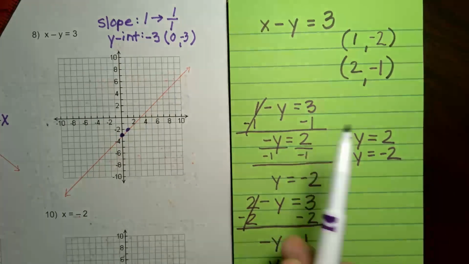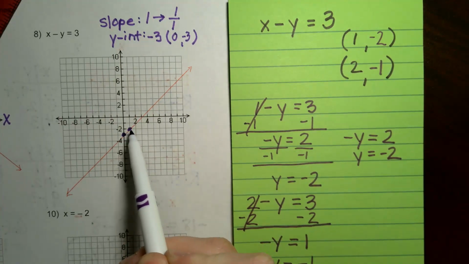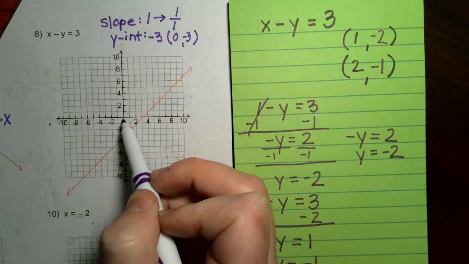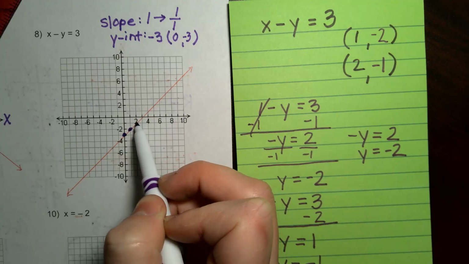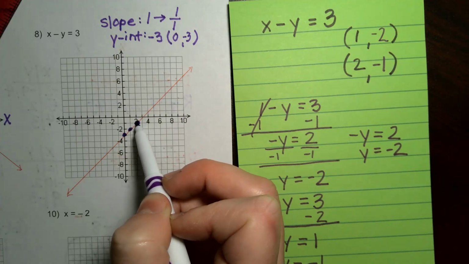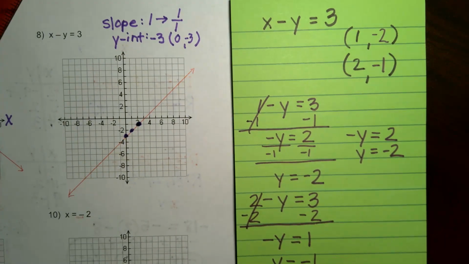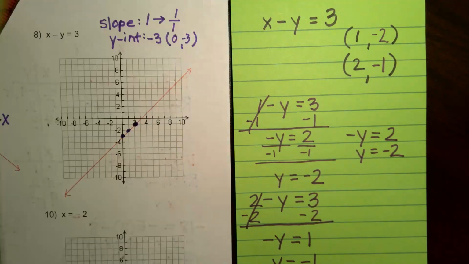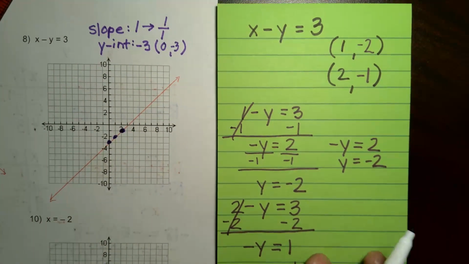Okay, so let's see. We already have that first point plotted. Over 1, down 2. So there's that. Now let's try the second one we did. Over 2, down 1. And what do you know? It falls on the line that we made. So either way is going to work for you. If you prefer to convert it from standard to slope intercept, great. If you prefer to plug in x's or y's to find 2 coordinates, that is also great. Whichever one you prefer.